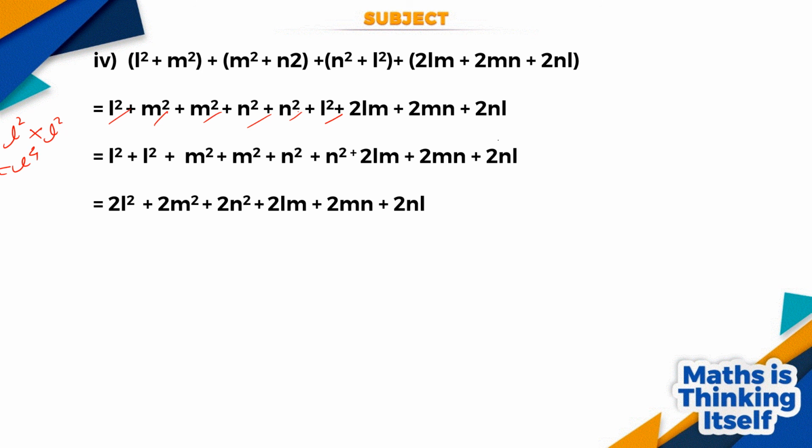So we can see that in all the terms 2 is common, so take 2 common and write in the bracket L square plus M square plus N square, 2LM plus MN plus NL is the final answer.